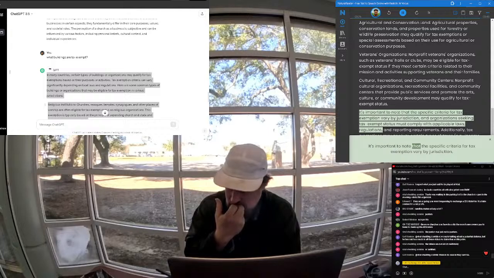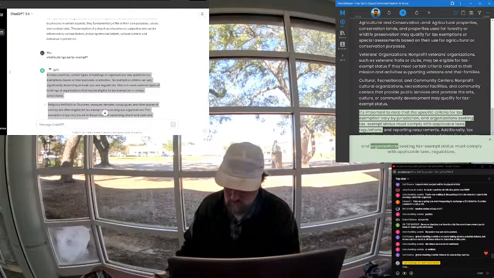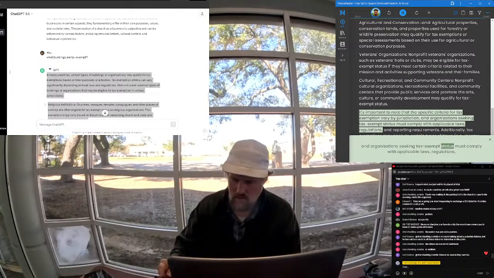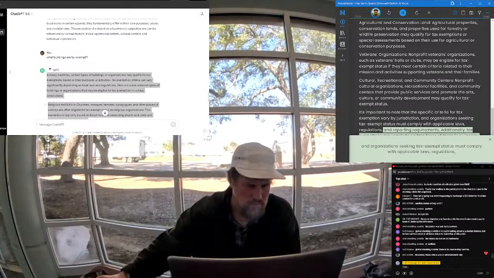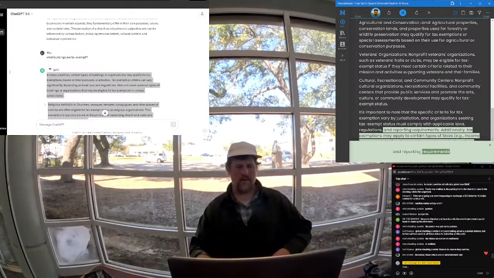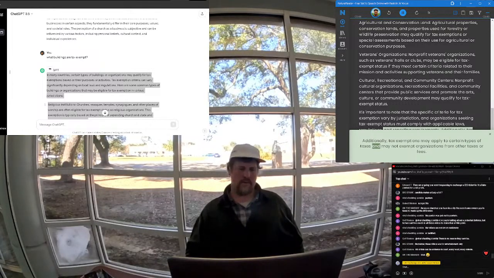It's important to note that the specific criteria for tax exemption vary by jurisdiction, and organizations seeking tax-exempt status must comply with applicable laws, regulations, and reporting requirements. Additionally, tax exemptions may apply to certain types of taxes and may not exempt organizations from other taxes or fees.